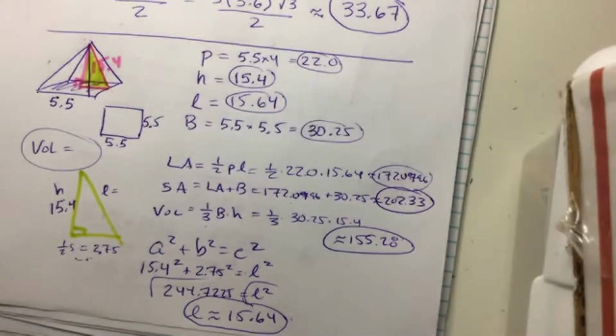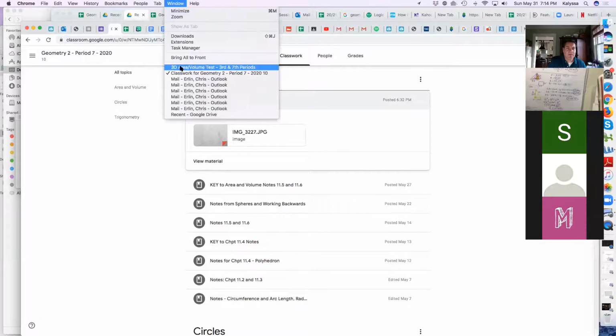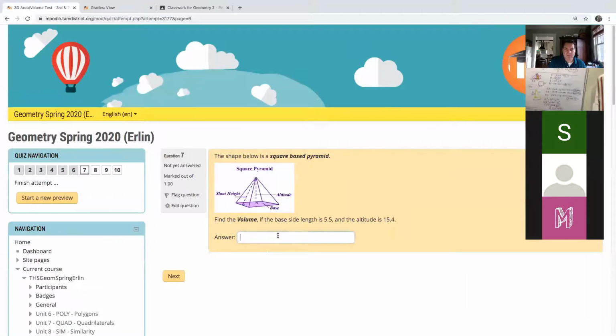Any questions on that? Okay, I'm going to share my screen so that I can enter my solution. I wanted the volume, so for me that's 155.28.